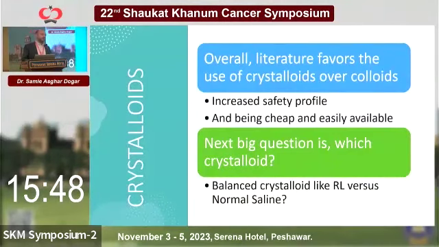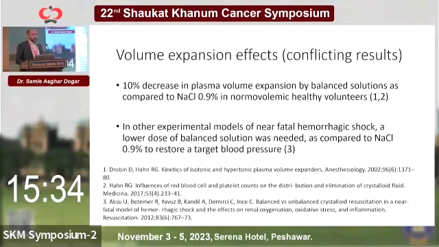So overall literature favors crystalloid over colloids because of their increased safety profile and being cheap and easily available. But next big question is which crystalloid? Balanced crystalloid like ringer lactate or normal saline? So the volume expansion effects of saline versus ringer lactate, conflicting evidence. There were few experimental models which show that normal saline had a better volume expansion, 10% better volume expansion result. But there were other experimental models which showed that ringer lactate was better because in normal saline groups, they required more inotropes to maintain blood pressures.